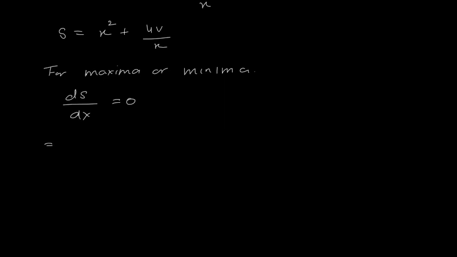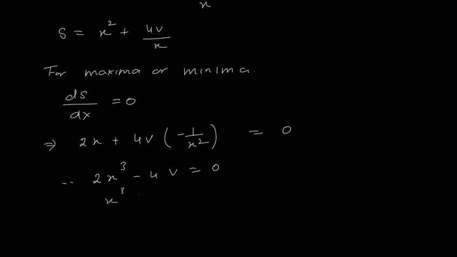So this gives me the derivative of S with respect to x is 2x plus 4V is constant. Now the derivative of 1 upon x is minus 1 upon x square. Now this should be equal to 0. So therefore we have, I will multiply throughout by x square. So I will get 2x cube minus 4V equal to 0. That gives me the value of x cube is equal to 2V, value of x as 2V whole power 1 upon 3.